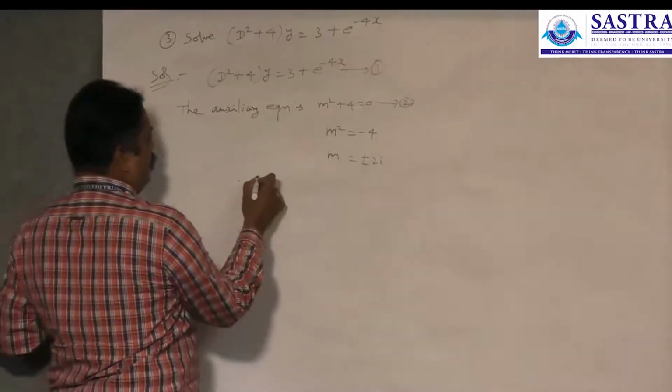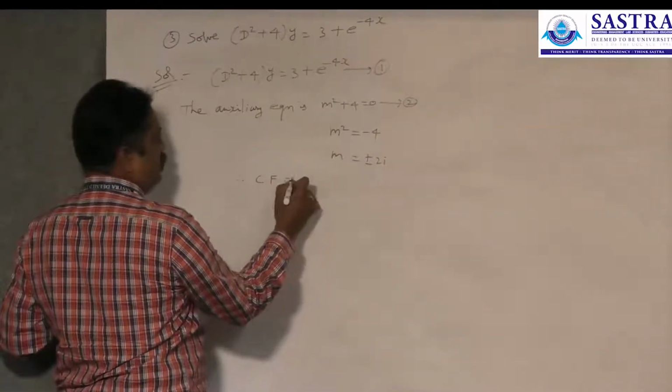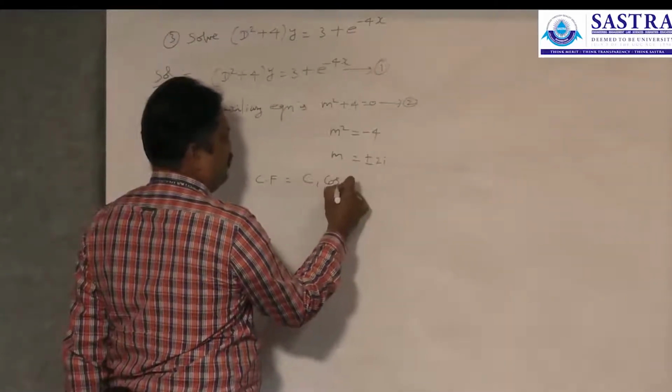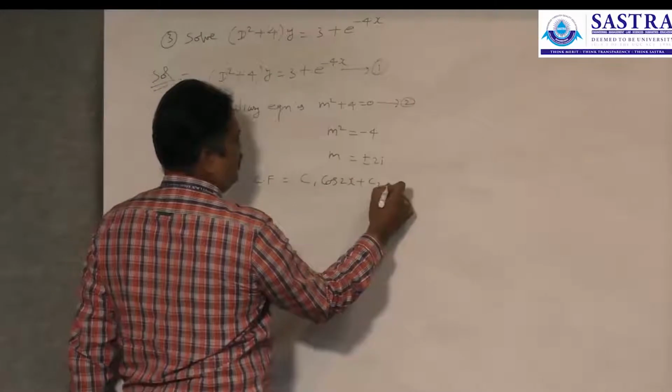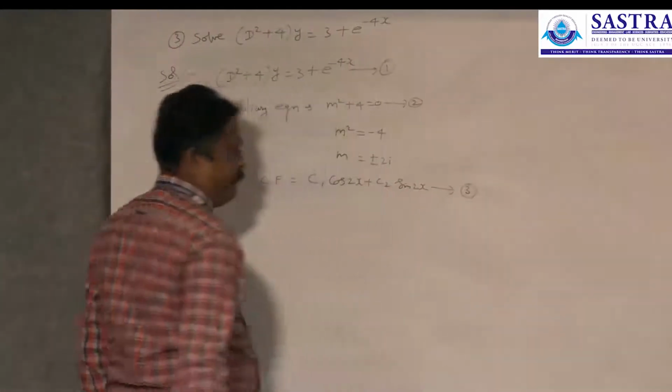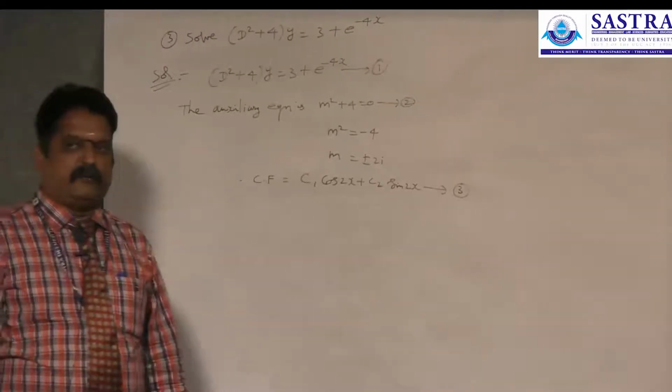Therefore, the complementary function comes out to be c1 cos 2x plus c2 sin 2x. Now let us find out particular integral.